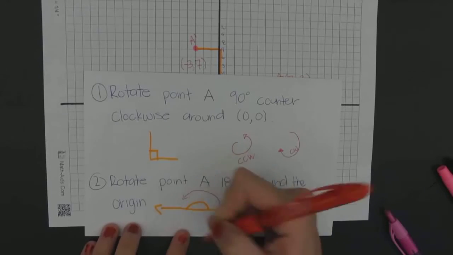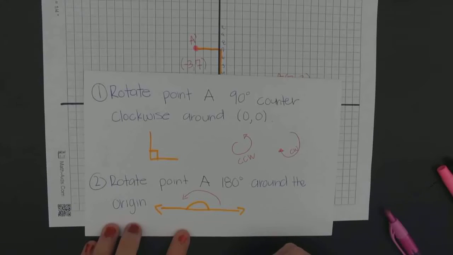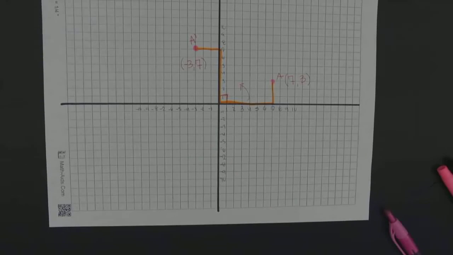If I go counterclockwise, I'd be right there, right? If I went clockwise, I'd go right there. Do you see how I ended up at the same point? So it doesn't matter which way you do it. You could go counterclockwise or clockwise. Okay? All right, so we're going to take it and we're going to do that.